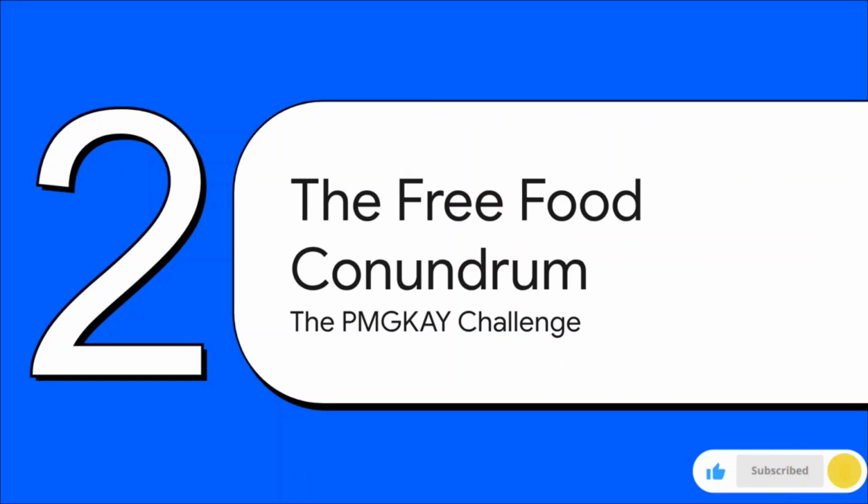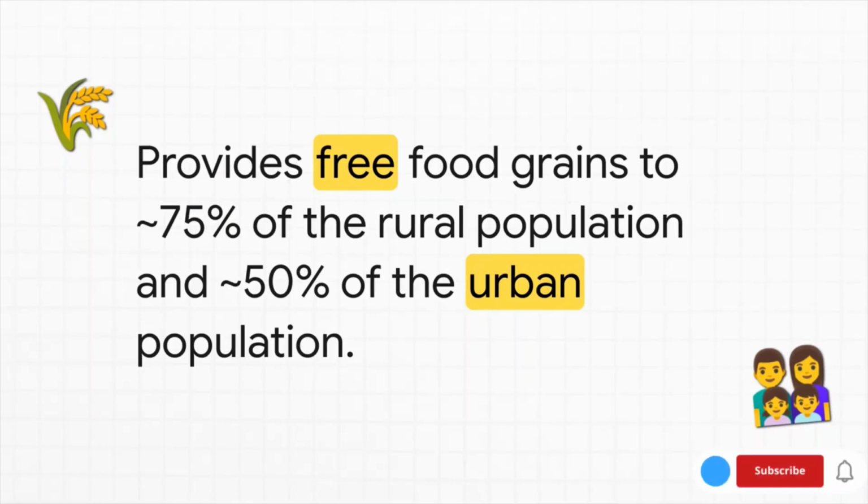All right, now we get to the real heart of the matter, the free food conundrum. How does a massive, and I mean massive, welfare scheme like the Pradhan Mantri Garib Kalyan Anna Yojana, which gives free food grains to millions of people, throw a giant wrench into this whole calculation? You know, the scale of this scheme is just immense. We're talking about a huge part of the population getting a key food item which used to have a subsidized price for absolutely nothing, zero.